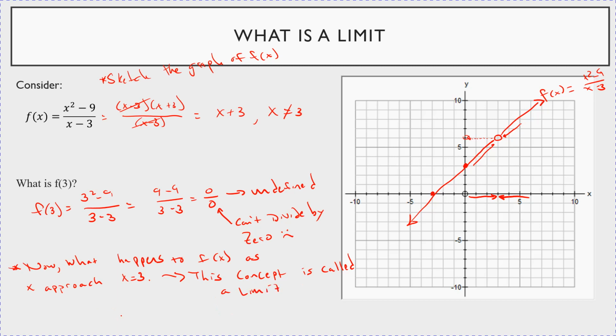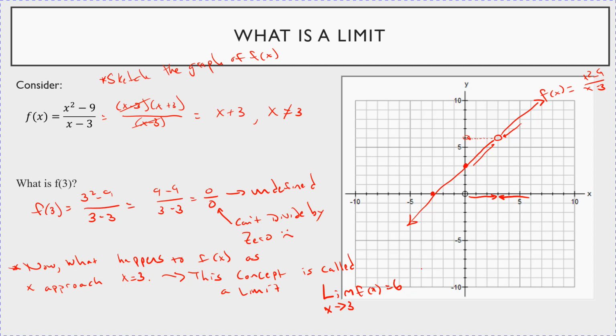And it would look like this. You write it like this. The limit, and I'm going to have the formal definition on the next page, as x goes to 3 of f of x. Well, what does it look like? It looks like it's going towards 6.